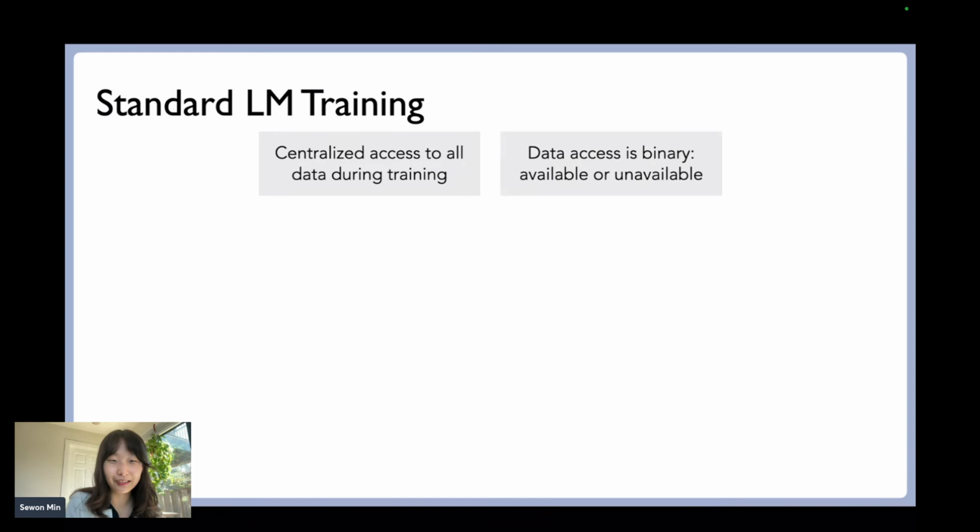So in standard language model training, we typically assume we have centralized access to all data throughout training. So model developers should have access to all the training data and train one giant model on this data. And of course, here we assume that data access is binary, either available or not available. And we take this for granted. And if we hear about it, it sounds very obvious. But I want to argue that these two conditions may not be optimal in practical scenarios.